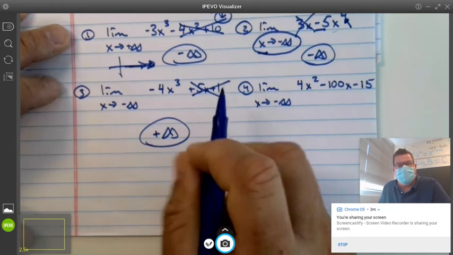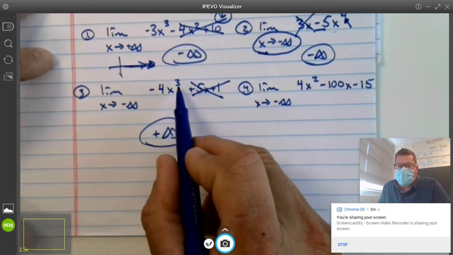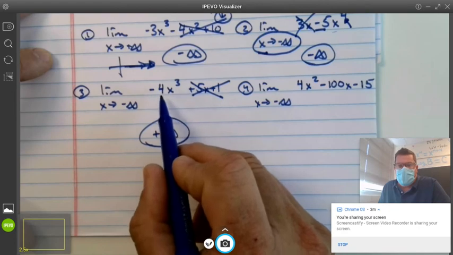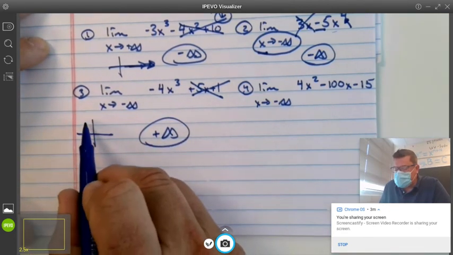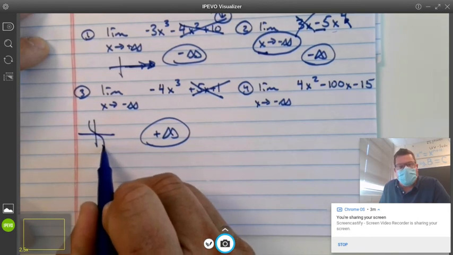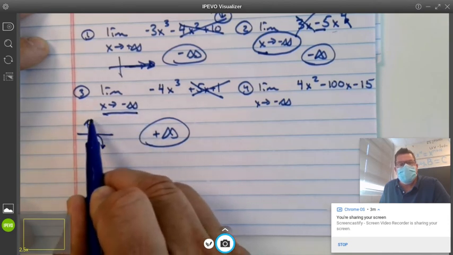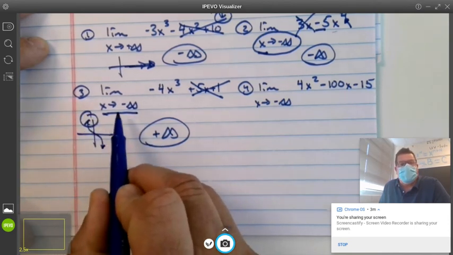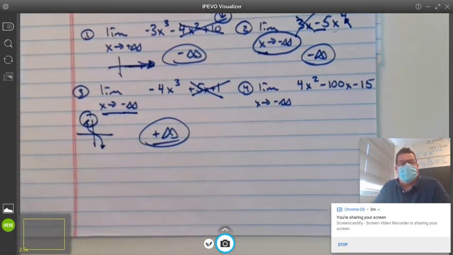If that's too much for you to keep track of, no worries. It's an odd degree with a negative coefficient. Odd degrees with negative coefficients behave like this. This is the question. It starts high, and high is positive infinity. Take a look at this last one.